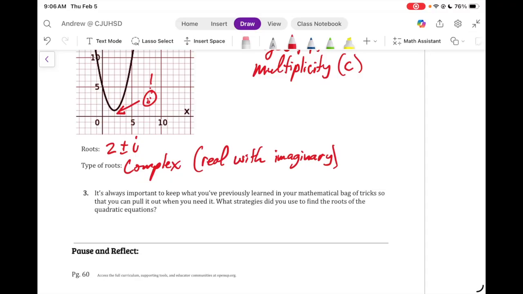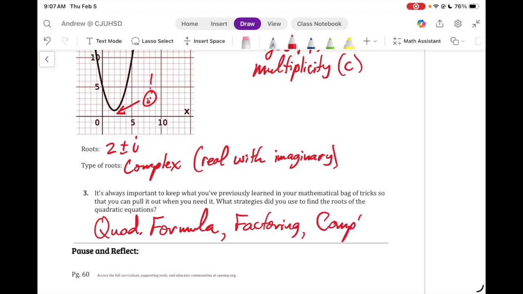Number 3, it's always important to keep what you previously learned in your mathematical bag of tricks so that you can pull it out when you need it. What strategies did you use to find the roots of the quadratic equations? Well, I hinted at what they could have been. They could have been the quadratic formula. You could have had just factoring and then completing the square. Which, of course, we'll have to review a bit in class.